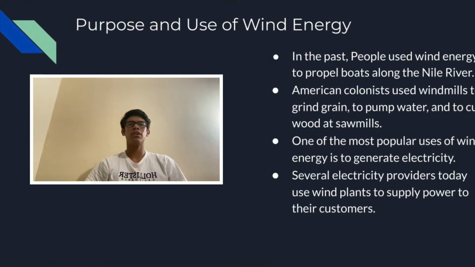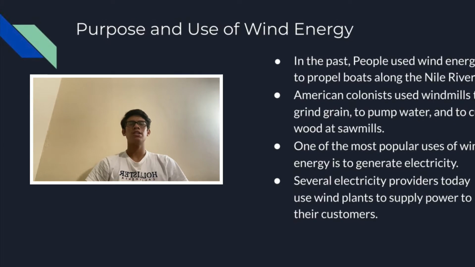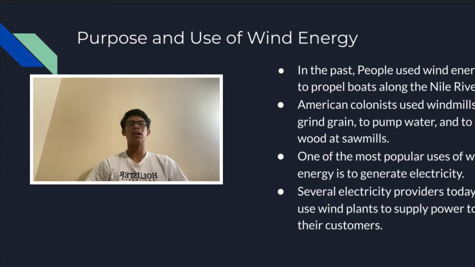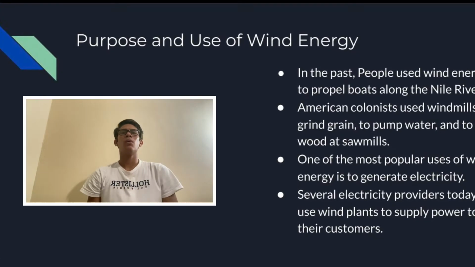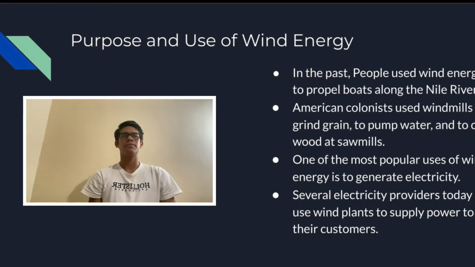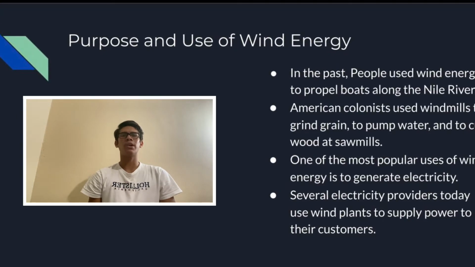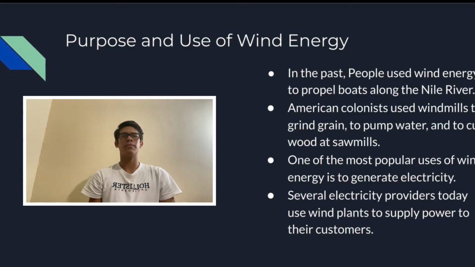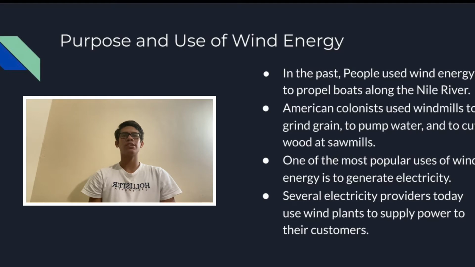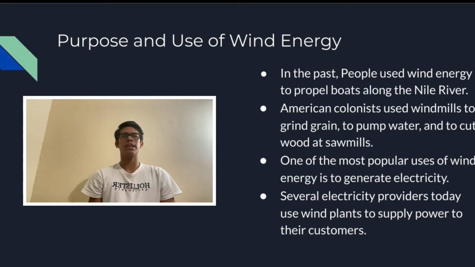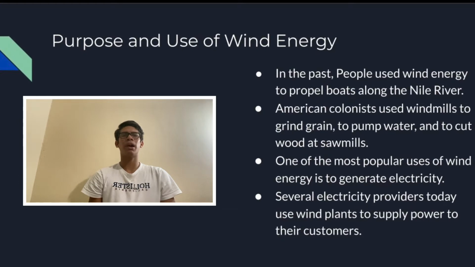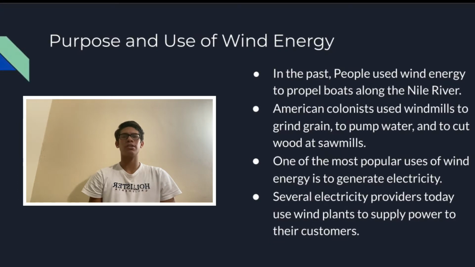In the late 1800s and early 1900s, small wind electric generators, which are also known as wind turbines, were also widely used. One of the most popular uses of wind energy is to generate electricity. During this process, a wind turbine harnesses the energy of the wind. As the wind starts to move the blades of a turbine, a generator starts to turn, which then produces electricity. Several electricity providers today use wind plants to supply power to their customers.